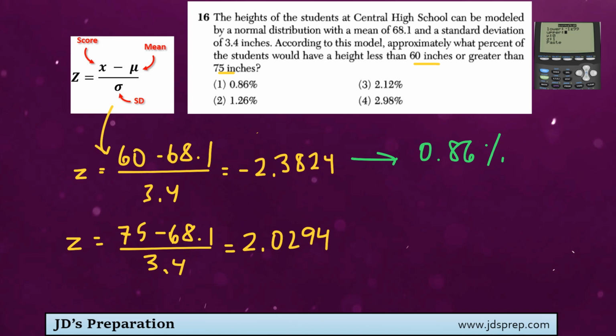Now you'll want to go through the whole same process, but this time we want to find out what percent is greater than 2.0294, the 75 inches. So this time when you get onto that normal CDF menu, your lower bound is going to be the z-score of 2.0294, and your upper bound is going to be positive 1 E99, meaning 1 times 10 to the power of 99, or infinity. And working that out, again multiplying by 100 to turn it into a percent, we get 2.12%.